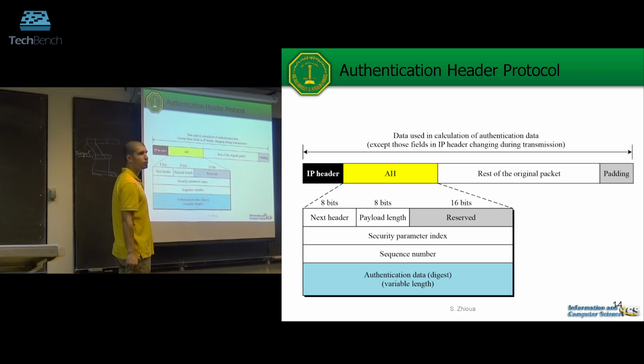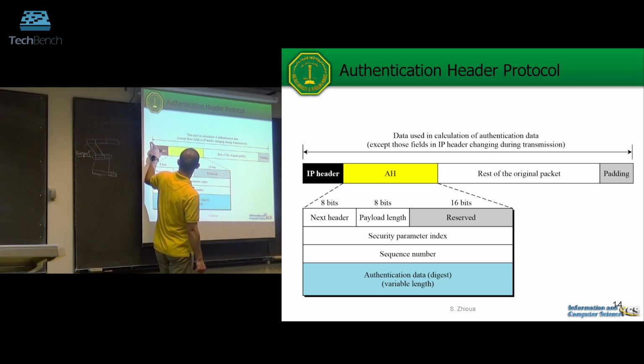Because why transport? It doesn't have... So it's a tunnel. If it doesn't have the IP address, it's a tunnel. See here, you should answer by looking at this arrow here. Okay, the data used in calculation of authentication data.